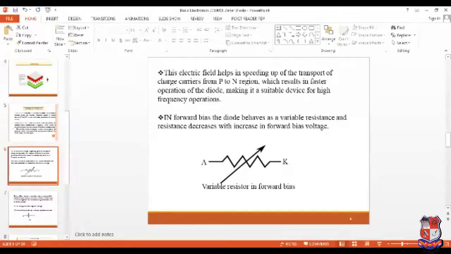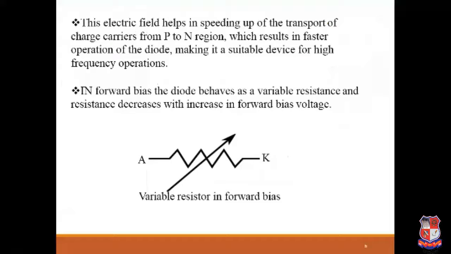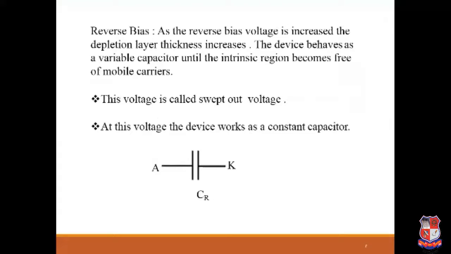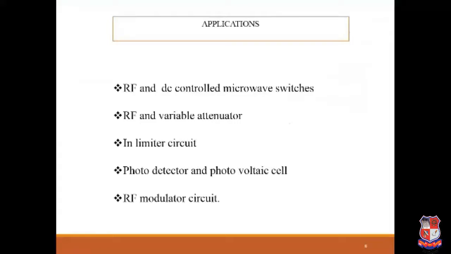Let us go towards our presentation slide. In reverse bias it acts as a capacitor, and the voltage is called the swept out voltage. Finally, the applications are RF and DC control microwave switches, because it acts as a variable capacitor and also as a resistor. Other applications are RF variable attenuators, limiter circuits, photodetectors, photovoltaic cells, and RF modulator circuits.